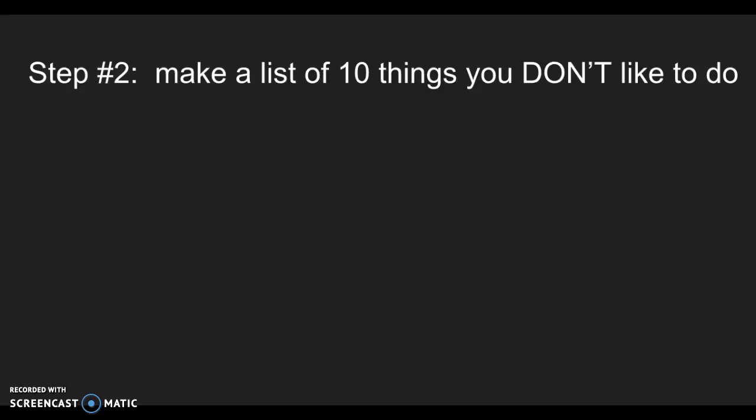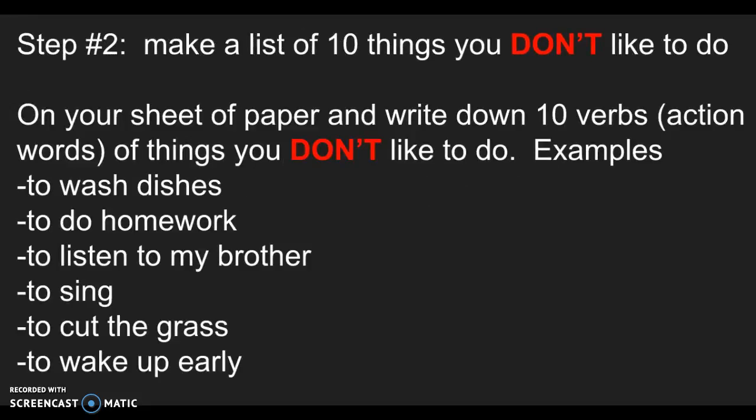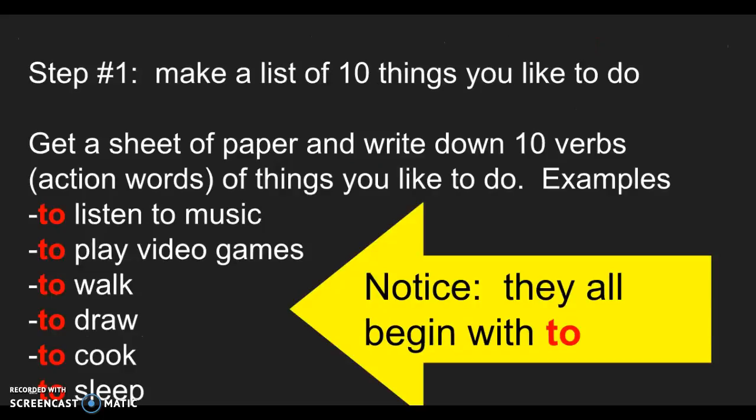Next step, make a list of 10 things you don't like to do. So on your sheet of paper, you're going to write down 10 more verbs or action words of things you don't like to do. Some examples: you don't like to wash the dishes, to do homework, to listen to my brother, to sing, to cut the grass, or to wake up early. Notice again, they all begin with the word to.